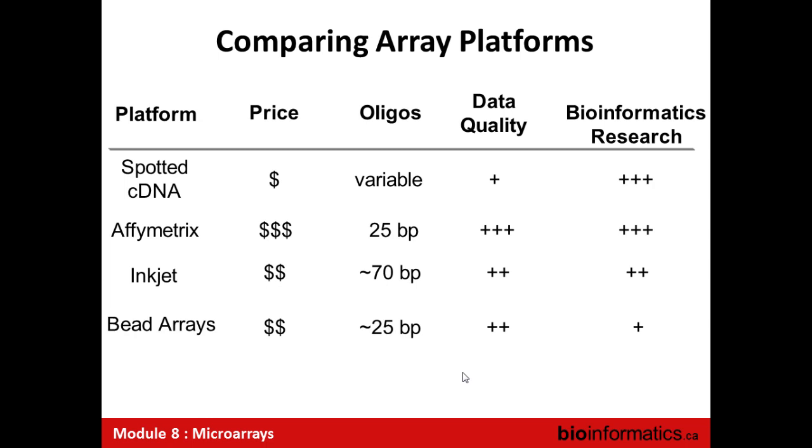It depends a little bit on the technology used, how sensitive it would be to that feature anyway. So, for example, inkjet arrays would actually be quite sensitive to it. Affymetrix arrays would be less so. And so with some array technologies, we might be able to just ignore that issue entirely.